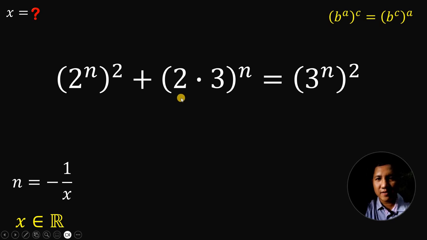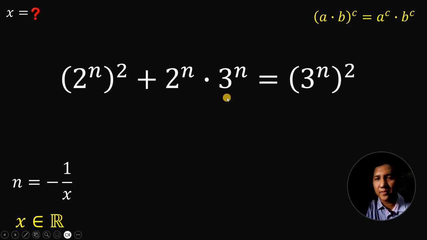Now, let's focus on the middle expression, 2 times 3 raised to the power of n. Using this identity, if you have a times b raised to the power of c, it is equivalent to a raised to c times b raised to the power of c. So, 2 times 3 raised to n can be written as 2 raised to n times 3 raised to n. Now, the good thing here is if we divide all terms by 3 raised to n quantity squared, the right-hand side becomes 1.